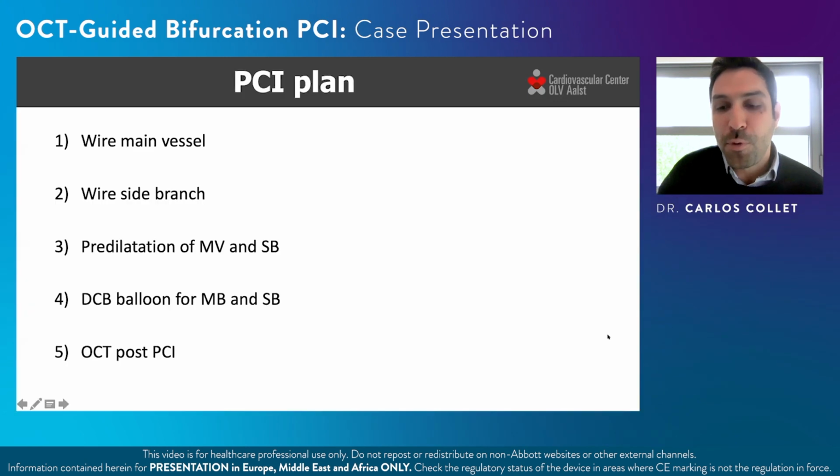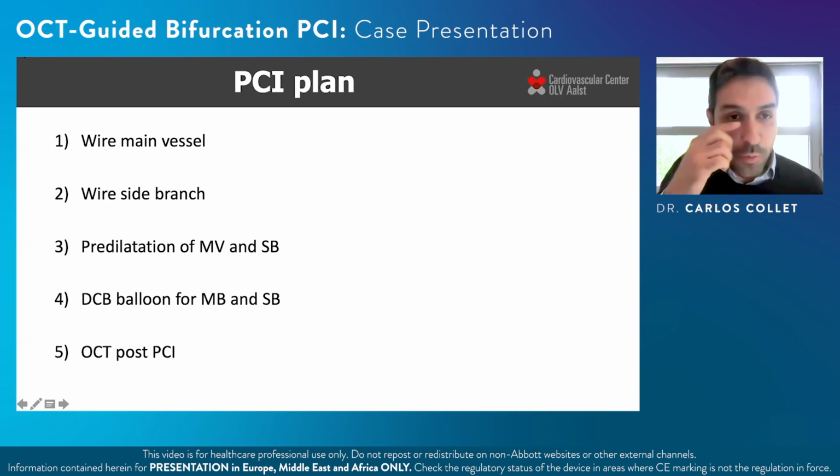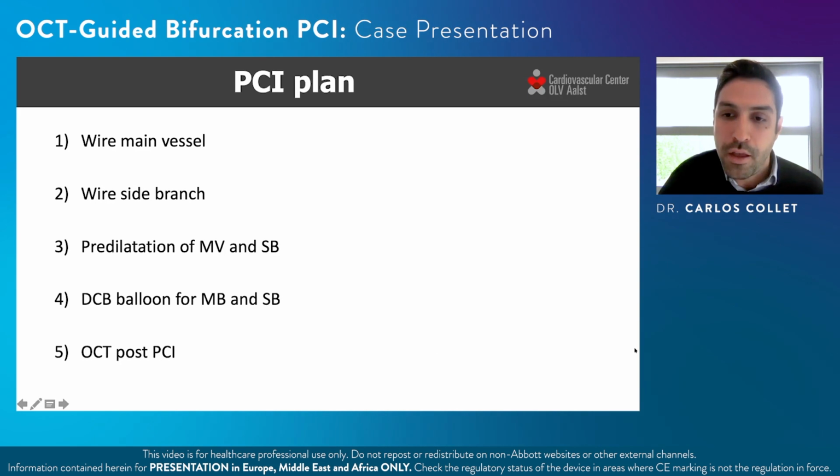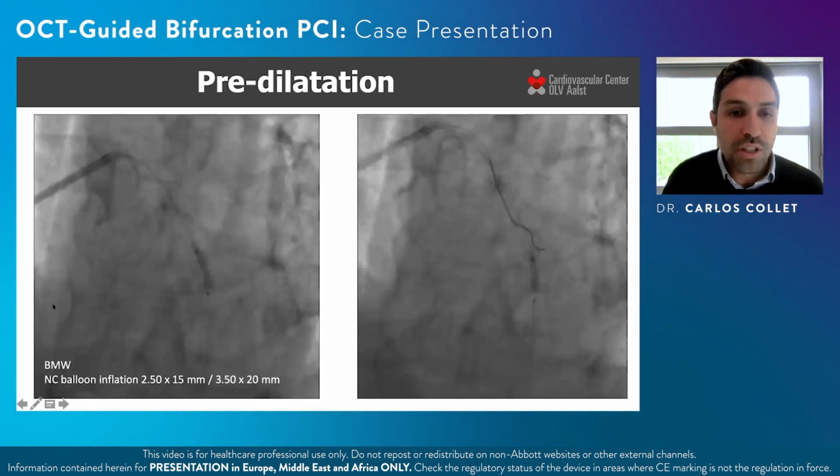So I think we are in agreement with the panel, and this is exactly what we plan to do. The plan was to wire the main vessel, to wire the side branch, to predilate both branches, and finish the procedure with a drug-coated balloon for the main branch and the side branch, and then do a final OCT run to assure that the stents were well apposed and we didn't have any areas of underexpansion. So we really agree with the notion that we have to avoid an extra layer of stent in a bifurcation that was already treated with 2 stents. So this is what we did.